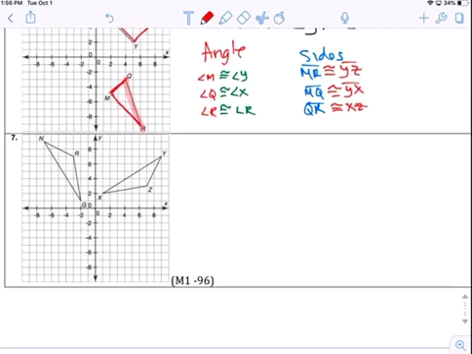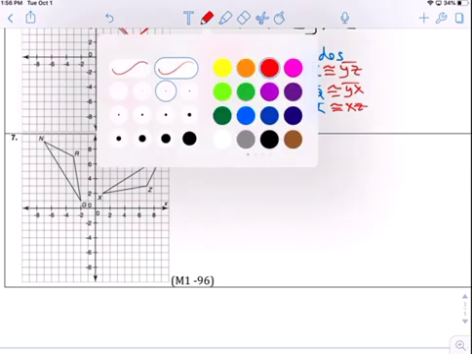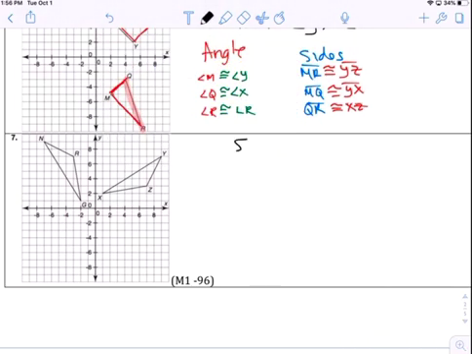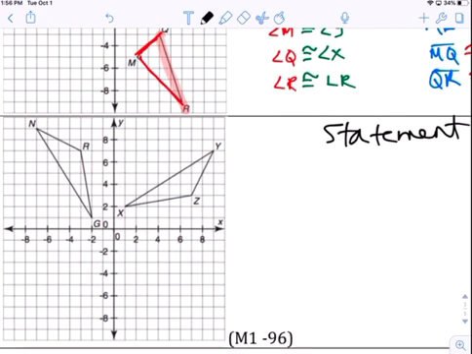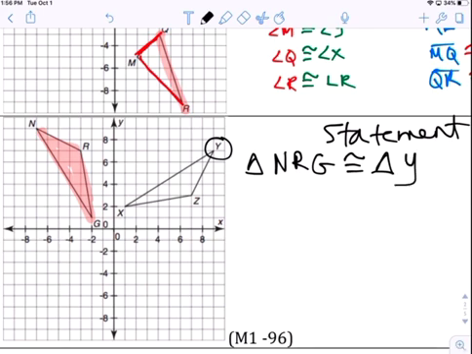Okay, next one. Write a statement. Starting with this triangle, that's the preimage. Triangle NRG is congruent to triangle YZX. N is a rotation.